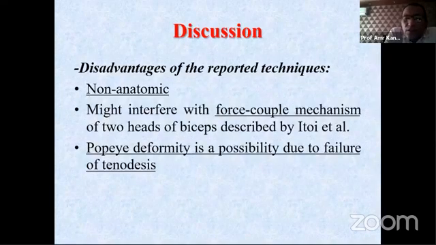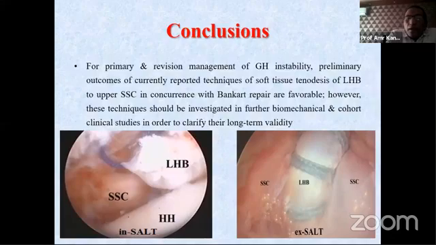Disadvantages of these techniques include that they are non-anatomic and may interfere with the force-couple mechanism of the two heads of biceps as described by Itoi et al. In addition, Popeye deformity is a possibility due to failure of tendons. In conclusion, for primary and revision management of glenohumeral instability, preliminary outcomes of currently reported techniques of soft tissue tenodesis of the long head of biceps to the upper subscapularis in concurrence with Bankart repair are favorable. However, these techniques should be investigated in further biomechanical and cohort clinical studies in order to clarify their long-term validity.